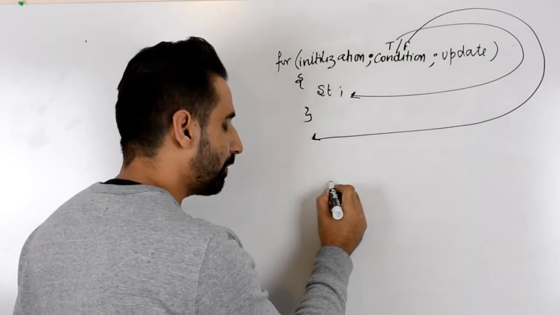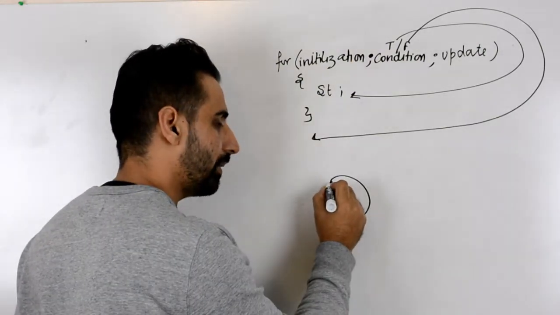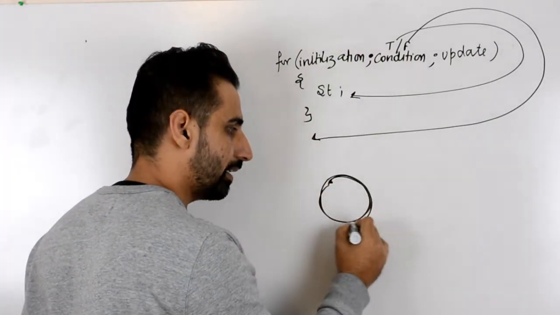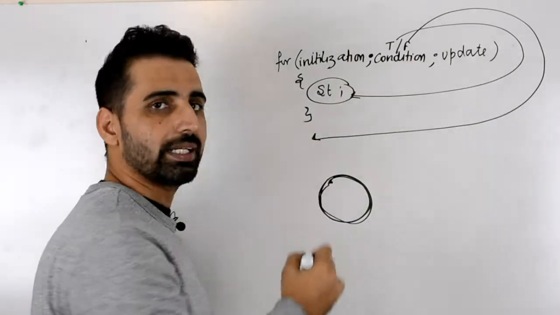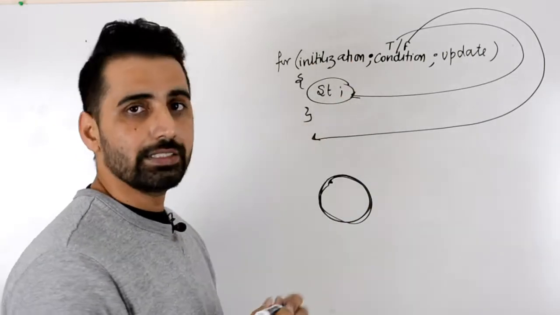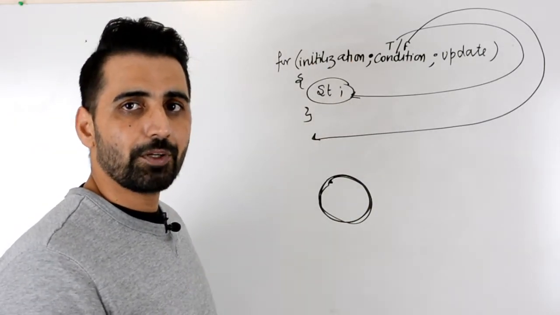So if we start from here, it will run one time, it can run a second time, a third time, meaning it will repeat itself. That means it will repeat this statement as long as this condition is true. Let's do an example for this for loop.